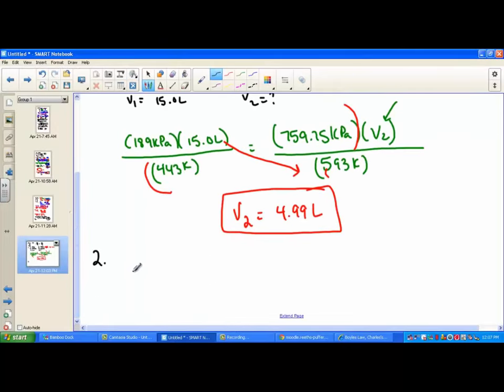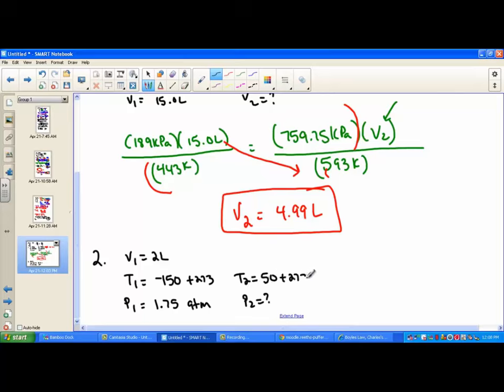Let's go and assign some variables. So problem 2, 2 liters, that first number, it looks like a volume number to me, V1 equals 2 liters. T1 is -50°C. We'll need to convert that to Kelvin before we use it. And P1 is 1 3/4, 1.75 atmospheres. What's the new pressure? So P2 is the target variable. Temperature is raised to 50°C, so T2 is 50, but I have to add 273 to get that to Kelvin. And that volume was expanded to 5 liters.